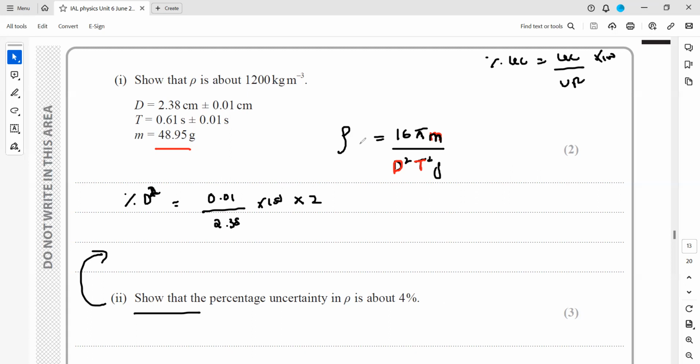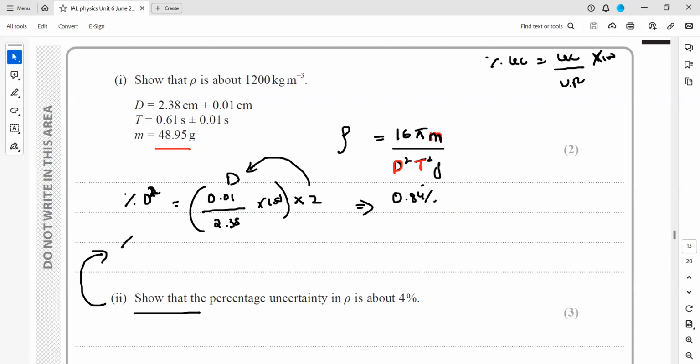So when we work out the percentage uncertainty, it is uncertainty divided by value recorded into 100. For this one, first we are working out the percentage uncertainty in D square, which is 0.01 divided by 2.38 into 100. This will give us the uncertainty in the measurement of D. But we need it for D square, so this will be multiplied by 2. That will give us 0.84%.